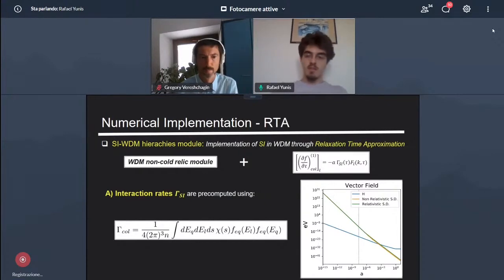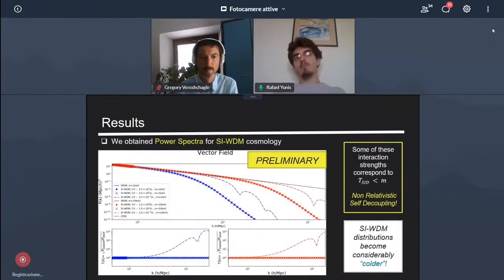Also, we have implemented the self-interacting warm dark matter hierarchies in terms of the relaxation time approximation, using the interaction rates we can see right here. And we have obtained these results. We have obtained the power spectra for this modified cosmology.